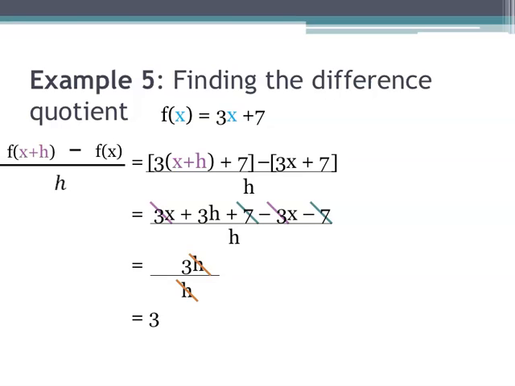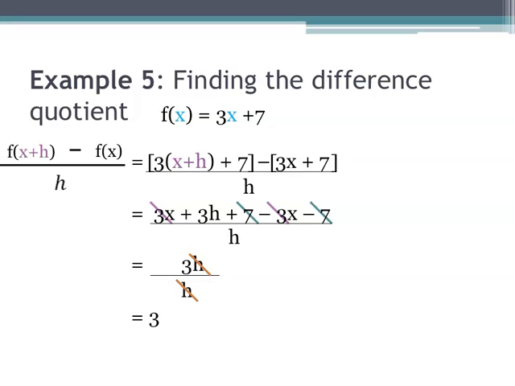Now if you look at the function itself, 3x plus 7, you actually know that already because this is simply a line. And for a line, the slope is going to be the same no matter where you are. So it's not dependent on the value of x.